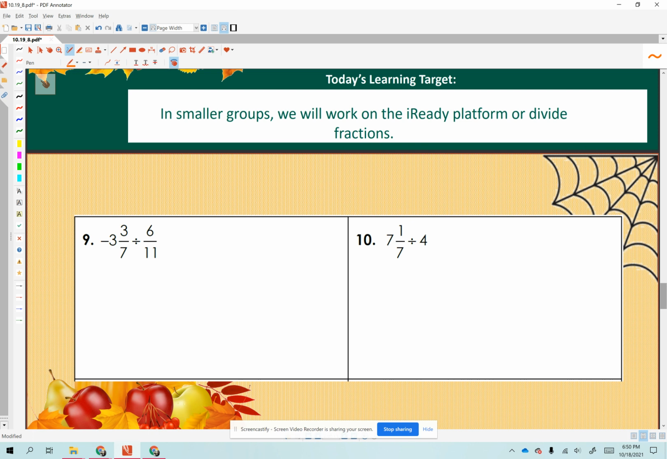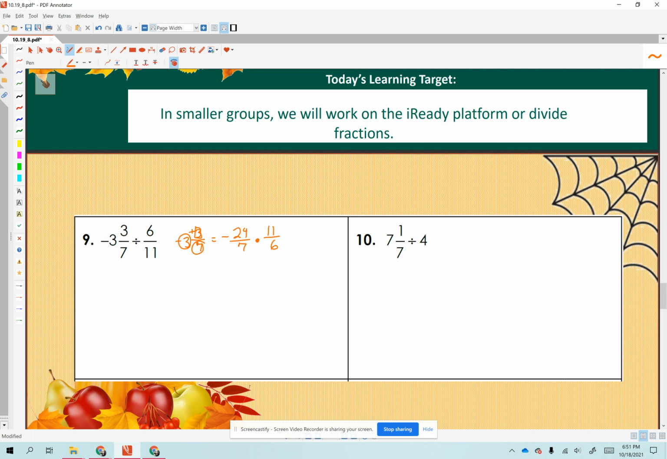All right, we're on to our second page, number 9. We have -3 3/7 divided by 6/11. So first we need to take that -3 3/7 and turn it into an improper fraction. 7 times 3 is 21, plus 3 more is 24, so it's -24/7. We'll multiply that by the inversion of 6/11, which is 11/6.